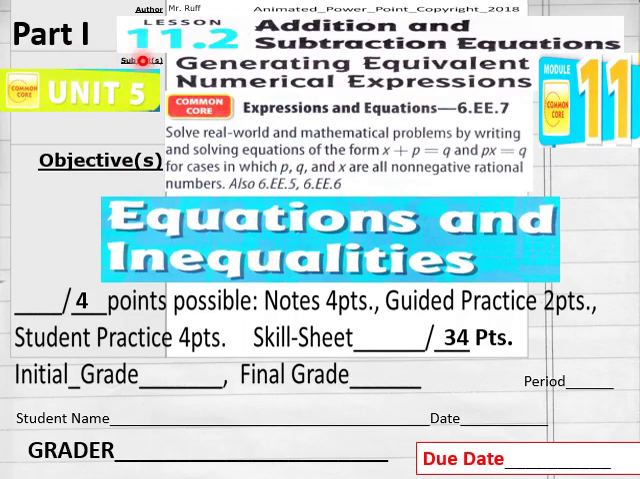In 11.2 part 1, addition and subtraction of equations and inequalities in that unit there. Module 11, Common Core standard 6.EE.7: Solve real-world mathematical problems by writing and solving equations of the form x plus p equals q, and px equals q in cases in which p, q, and x are all non-negative rational numbers.